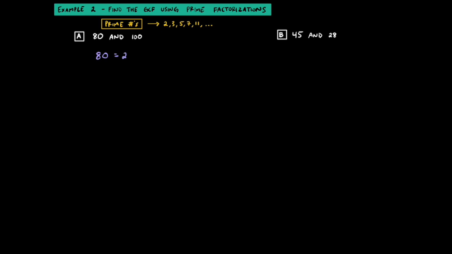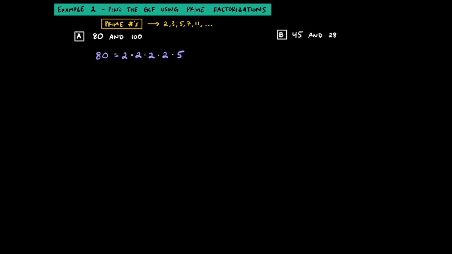Well, we know it's even, so we can divide it by 2. If we divide 80 by 2, we're left with 40. We can divide that in half again to make 20. 20 can be cut in half again, so we'll put another 2 to make 10. We can cut 10 in half one more time to make 5, and 5's prime. Here we have the prime factorization for 80. It's 2 times 2 times 2 times 2 times 5.